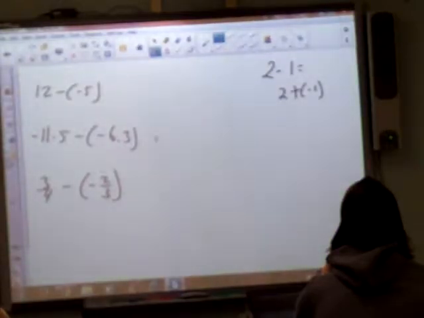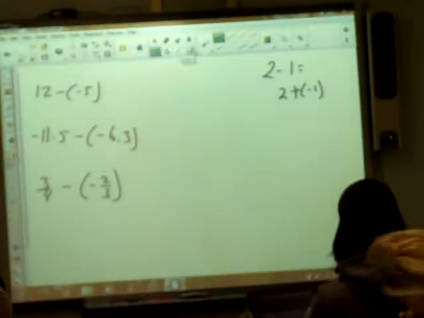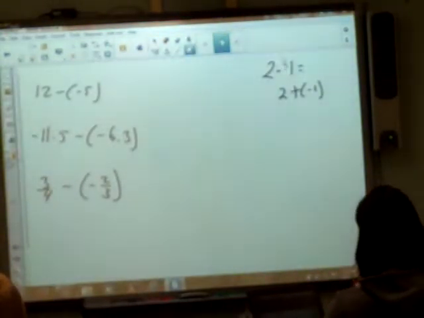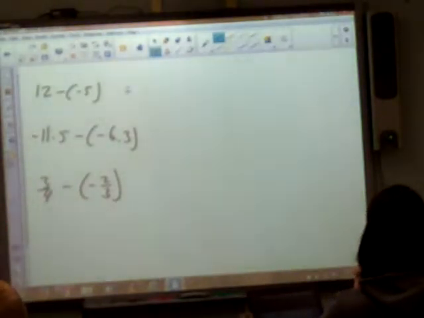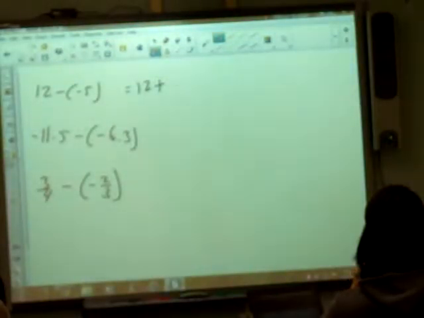So you're smart enough, you're not going to have to go through that step every time, but I'm going to for today, because that's the review that we're supposed to look at. So on number 1 there, if I wanted to change that to an addition problem, I would say that's the same as 12 plus, what's the opposite of negative 5? 5.